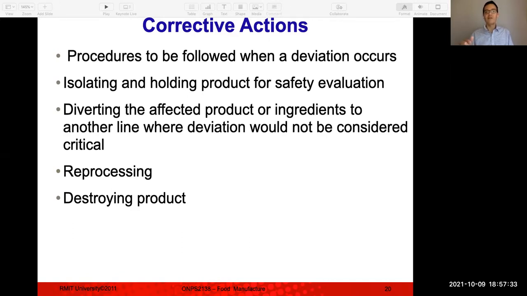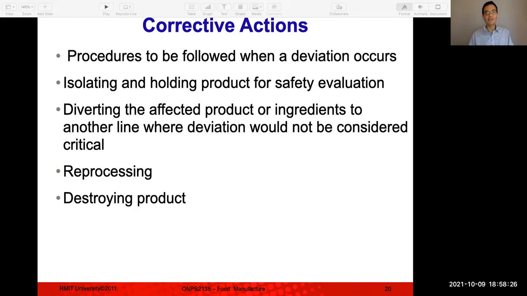Because theoretically, if we're reducing the temperature, there should be survival of pathogens, at least to some extent. So this microbiological testing will be able to assess whether the product is in fact safe to release. We could divert the affected product or ingredients to another line where the deviation would not be considered critical. For example, using the E. coli O157:H7 example again, we could divert the milk to be used in manufacture of a product which might have a subsequent thermal processing step, which would therefore eliminate that particular pathogen.